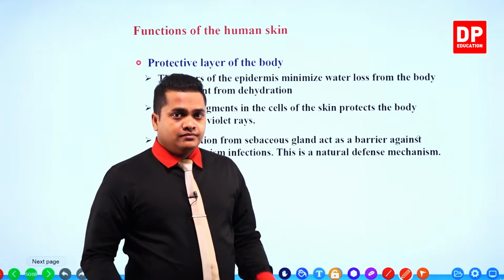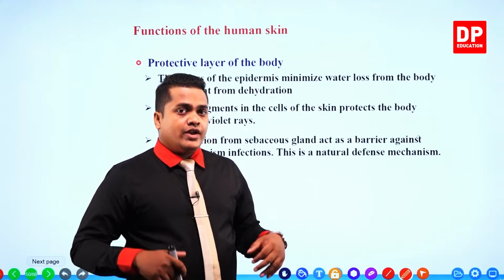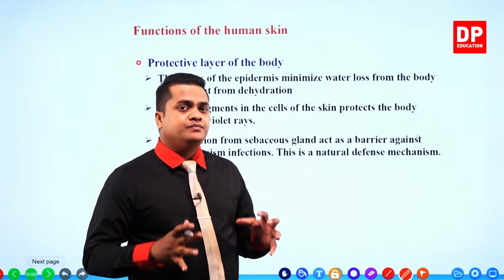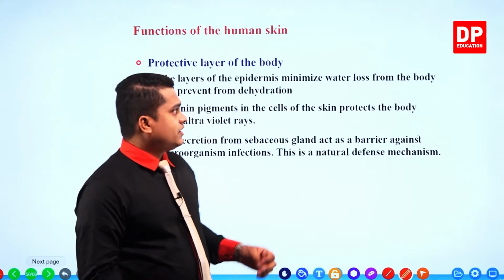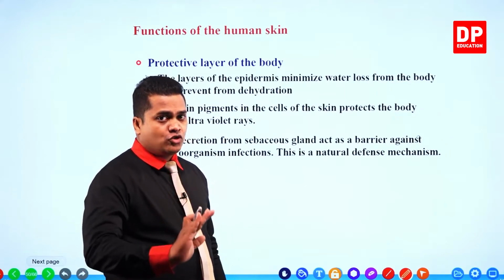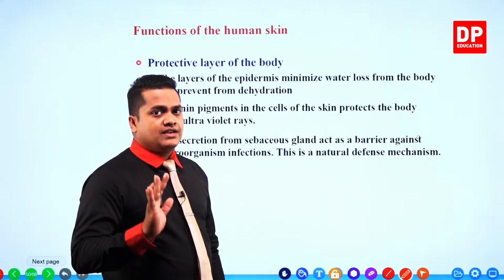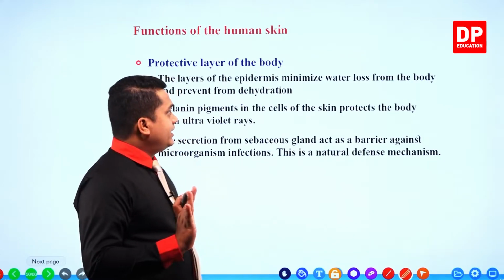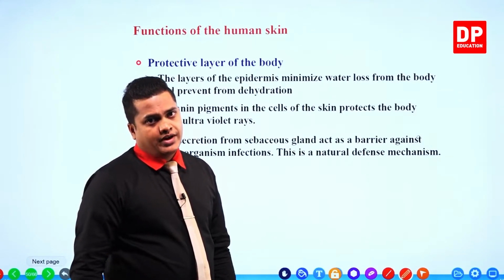Now you know that when we are exposed to sunlight, a large amount of water vapor is going to evaporate from our body. However, if you take the epidermis, you know that the epidermis contains several tissue layers, cell layers. Upon having different types of tissue layers, cell layers, the loss of water is very less. Therefore, it helps to prevent dehydration, right.